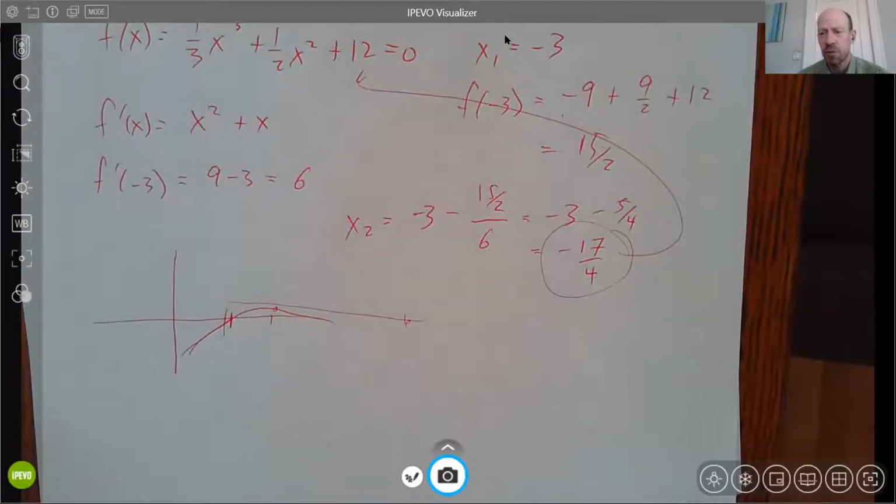Other questions from the homework at all? Whether this section or the previous section?